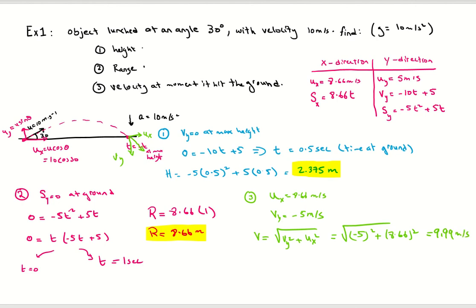So I need to say something. Whenever there's no air resistance, the motion is going to be symmetrical. So I started with 10. I'll end up with 10, but in the negative direction.